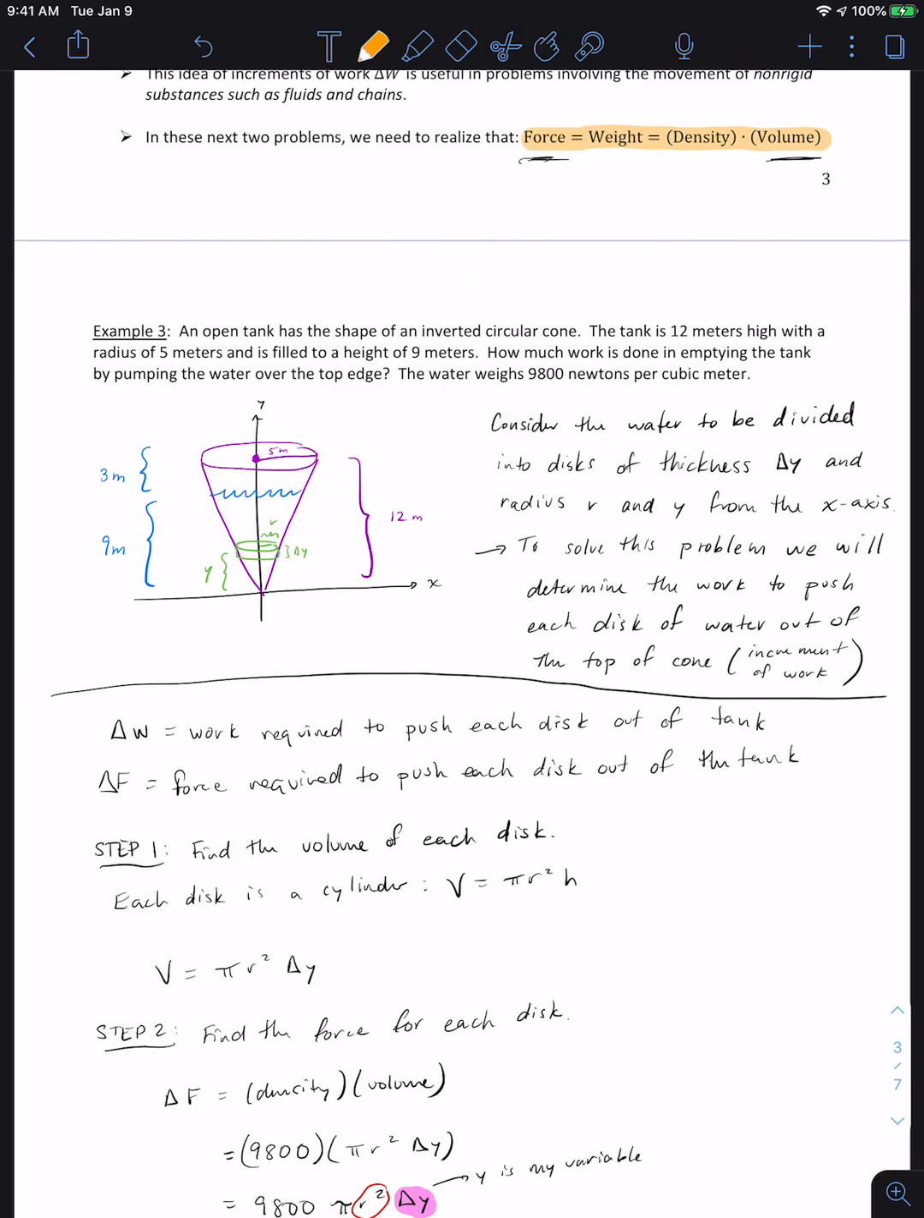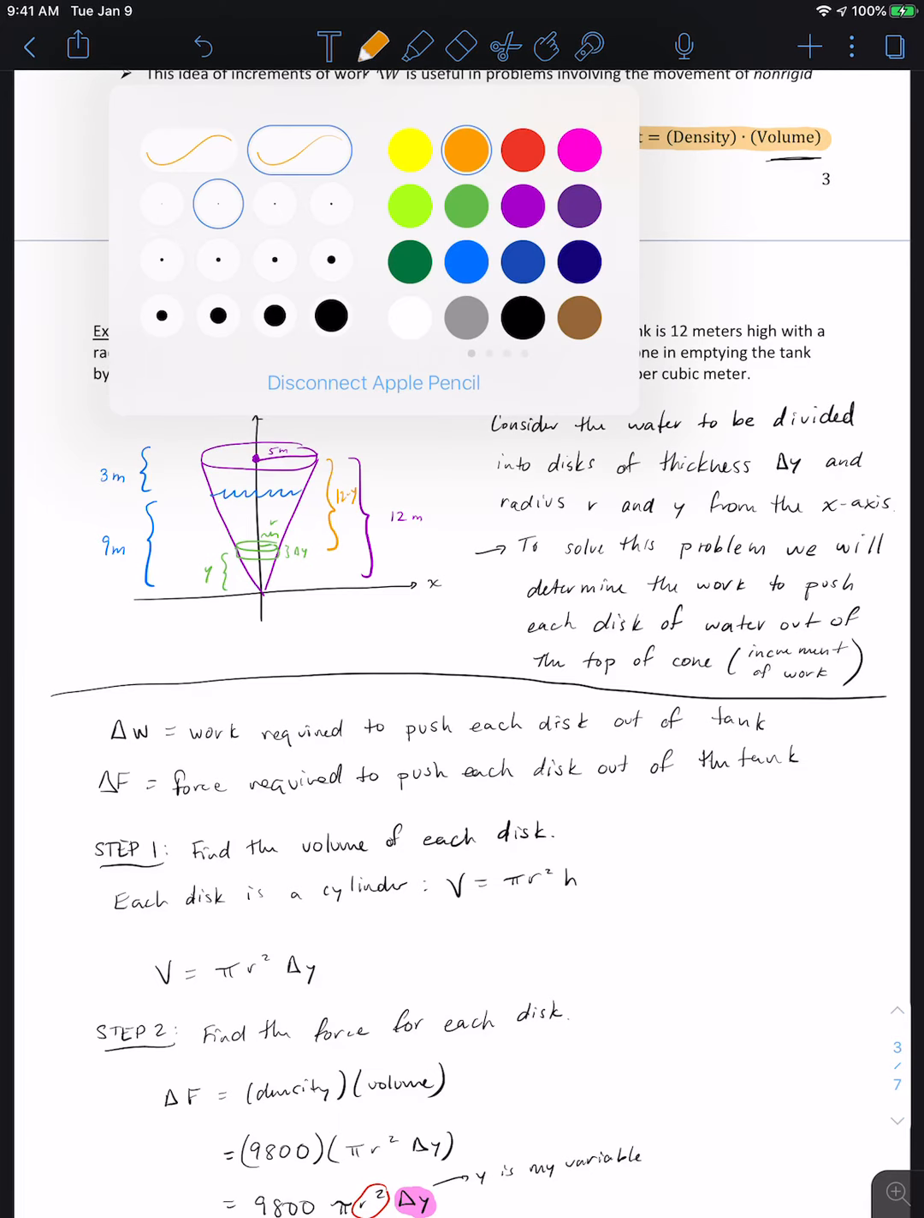So if I have this disk right here, in order to figure out the work, I need to figure out the distance that the disk travels. In other words, I need to figure out this distance right here. Well, I know that this little distance down here is y. I know that the whole distance is 12, so this little piece right here is 12 minus y. So 12 minus y is the distance that each disk has to travel, so it's the distance that I need to use in my force function.